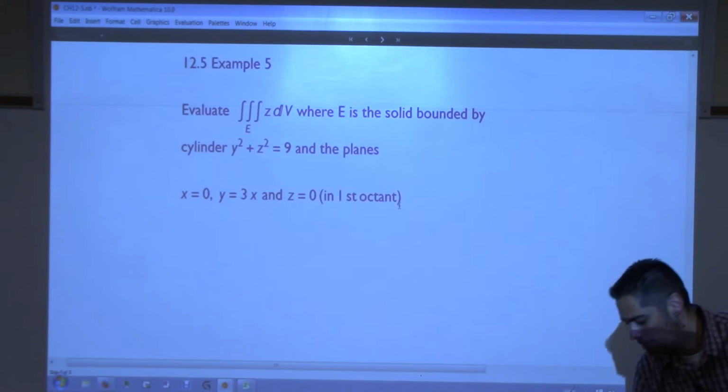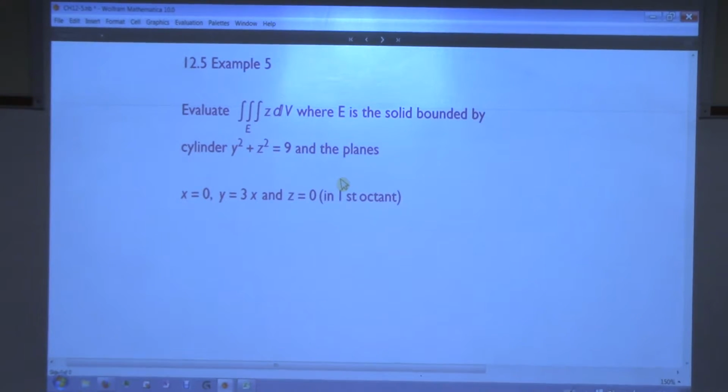Okay, here we go. This looks like a fun one. Evaluate the triple integral of z dV where your solid is bounded by the given surfaces. All right, let's give you about 10, 15 minutes, see what you can do.